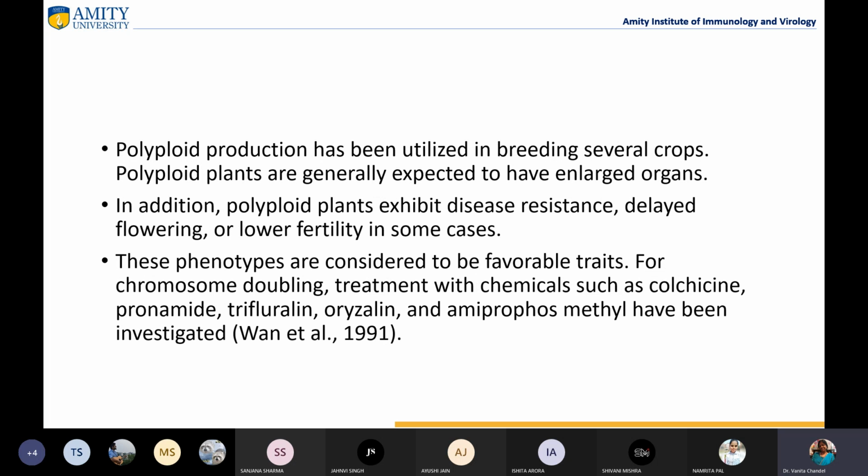Again, polyploid production has been utilized in breeding several crops, and in addition, they exhibit disease resistance, delayed flowering, and lower fertility in some cases. Now, these phenotypes are considered to be favorable traits, and for chromosome doubling, we know that we can use certain chemicals such as colchicine, as I told you earlier.